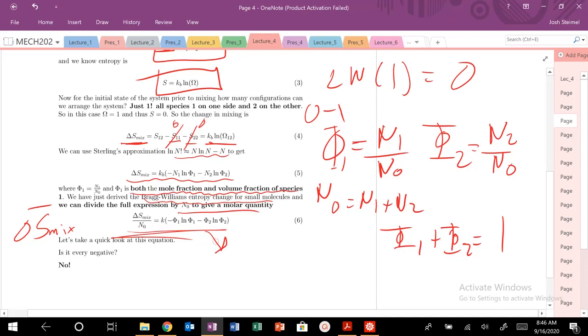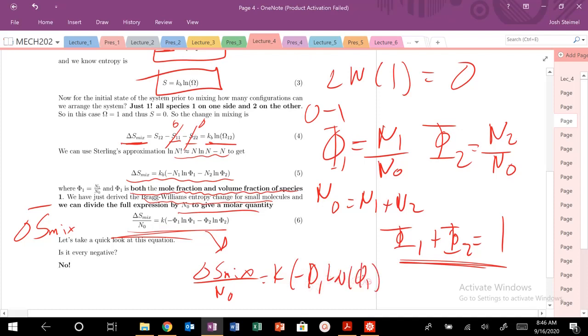We could also rewrite this expression to write it in terms of one variable. Delta S mix divided by N naught equals minus k times phi1 log phi1, and then minus (1 minus phi1) log of (1 minus phi1). Just writing it all in terms of basically phi1. You'll see why I'm doing that in a second.